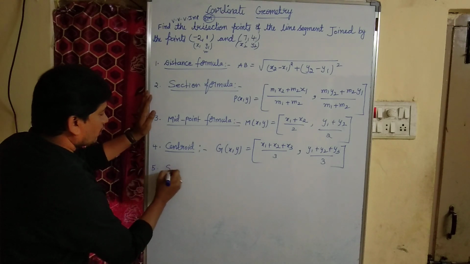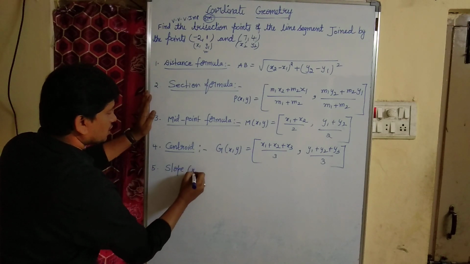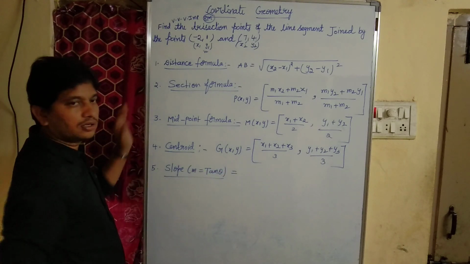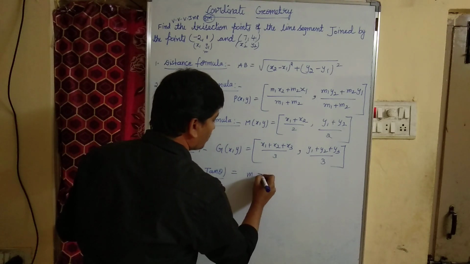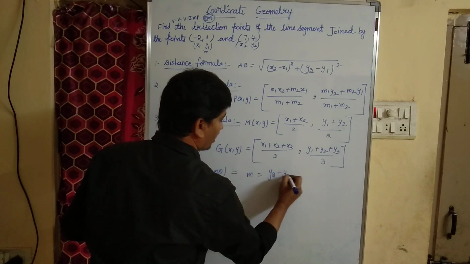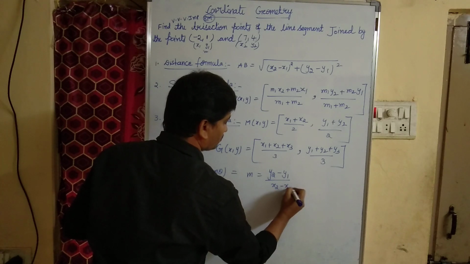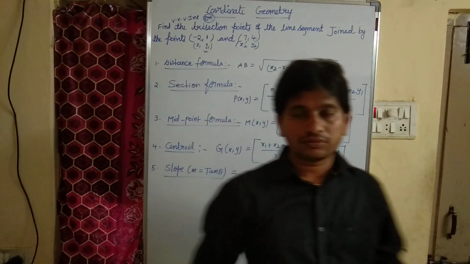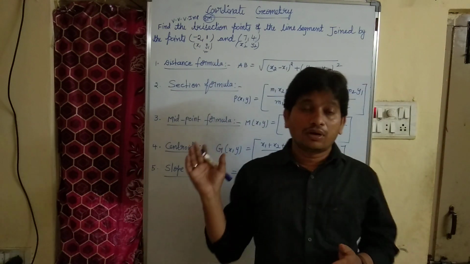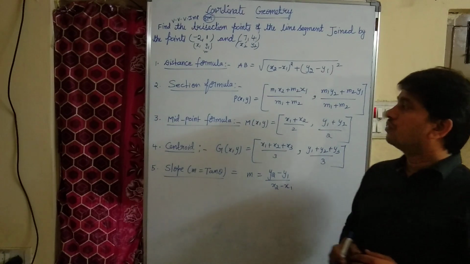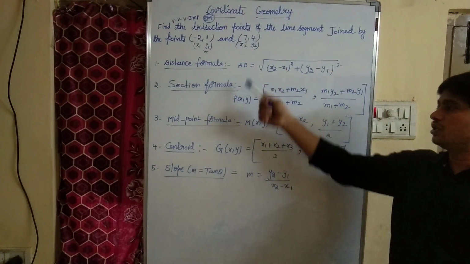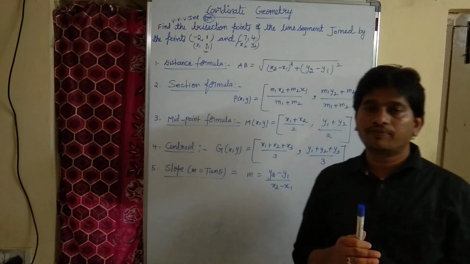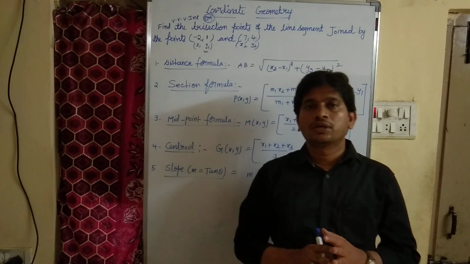And also we have one more formula, that is slope. It is represented by the letter m or tan theta. So the formula for slope m is y2 minus y1 by x2 minus x1. So these are the formulas which are there in this chapter. Once you remember all these formulas, this is an easy chapter. The thing is, only substitutions are there. Okay, I hope this chapter is very clear to you.